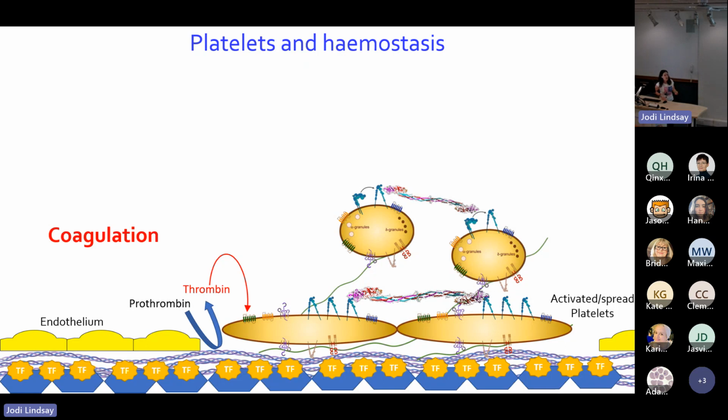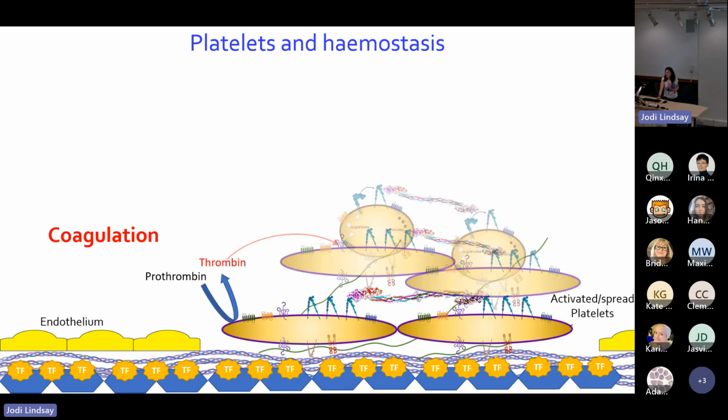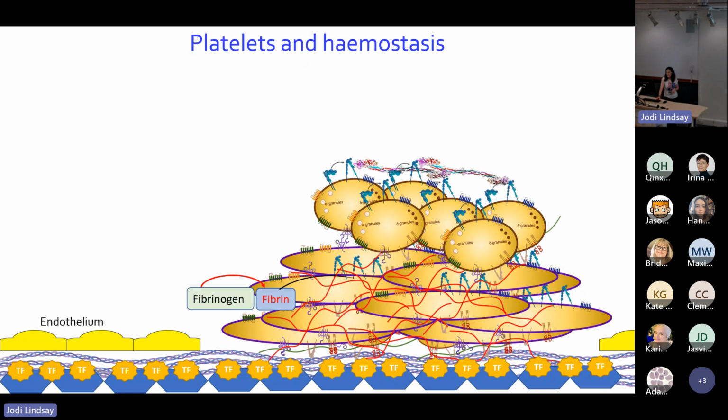Concomitantly to this, you have the coagulation that kicks in due to the exposure to the blood of tissue factor that leads to the formation of thrombin. Again, a very strong agonist to platelets. And this is how further platelets get recruited, and you have the hemostatic plug that forms, ultimately stabilized by fibrin, which is the cleavage product of fibrinogen by thrombin.